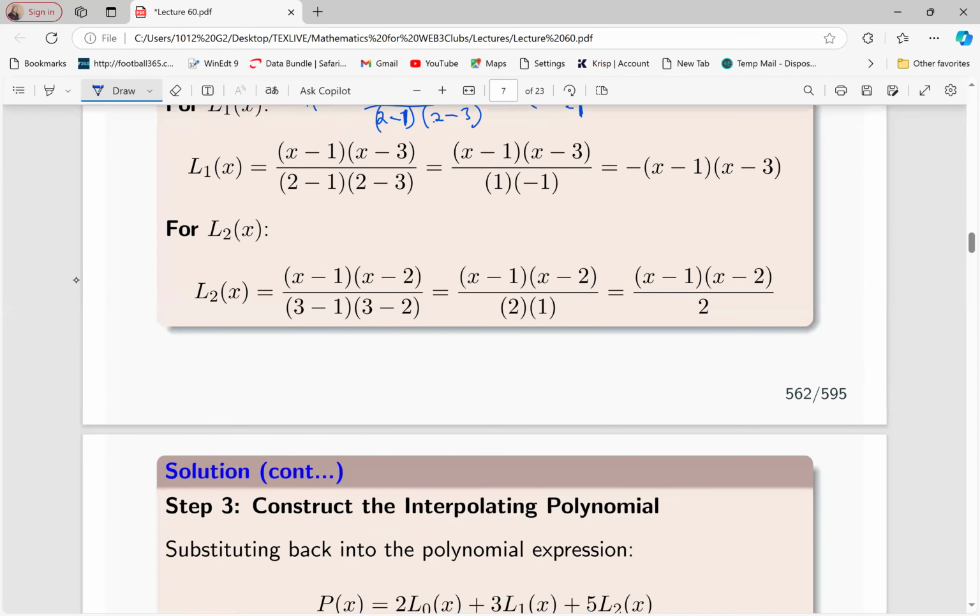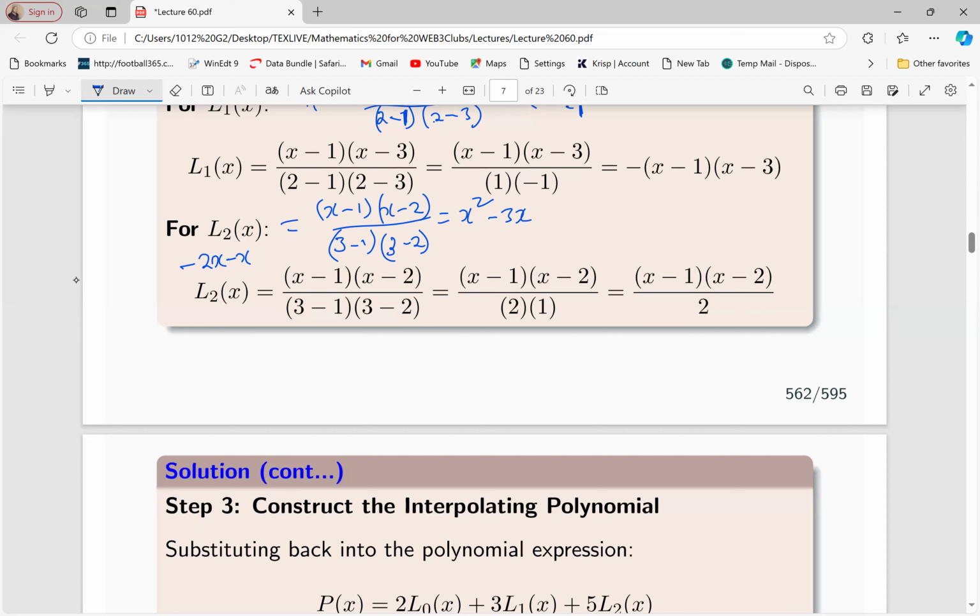So L2 of x will be x minus 1, and then x minus 2. And then 3, that was the x value of the point under consideration, minus 1, then 3 minus 2. So what you get in the numerator when you simplify: x times x will be x squared. Then x times negative 2 will be negative 2x. And then negative 1 times x will be negative x, which gives us negative 3x.